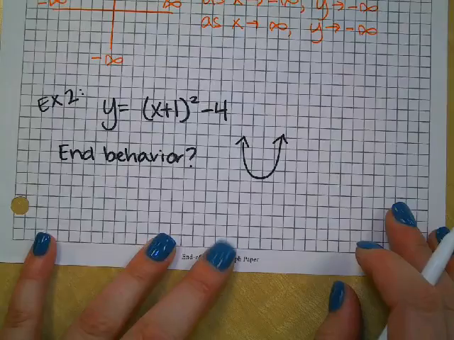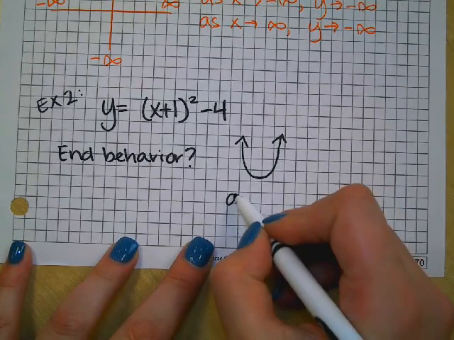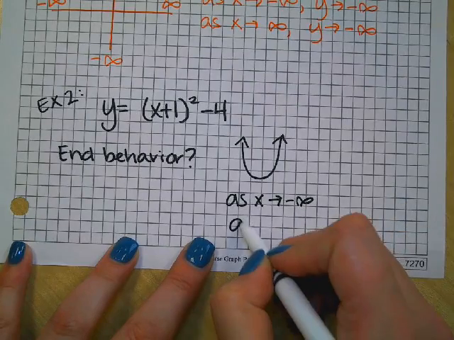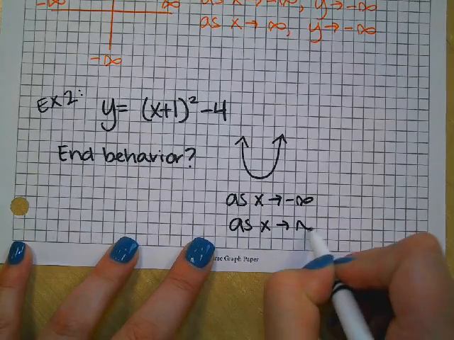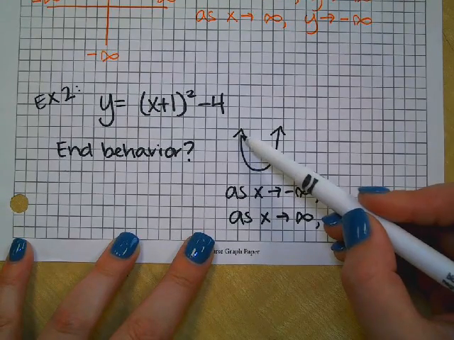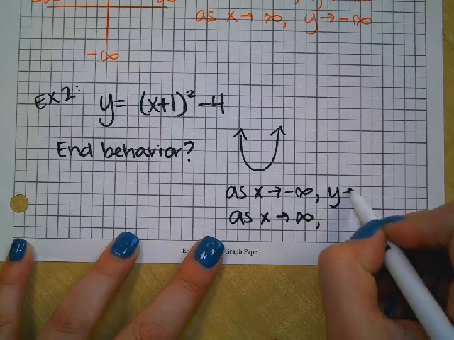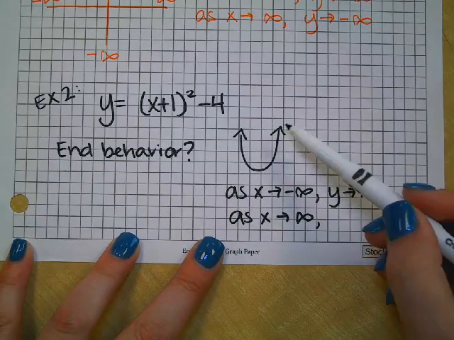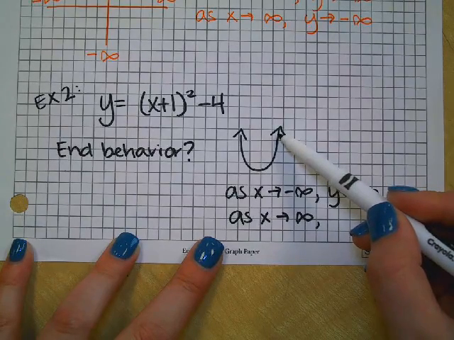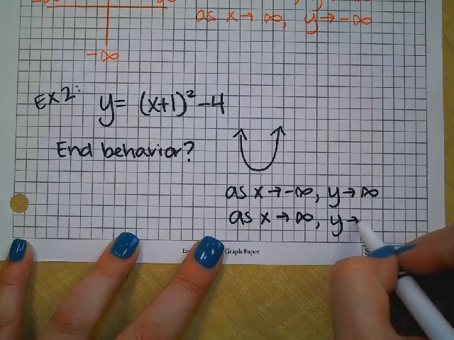So if we were writing the end behavior, we're going to say as x goes to the left, as x goes to the right, those are the two places I look. As x goes to the left, what is the y arrow doing? It's going up, so we're going to say y goes up. As x goes to the right, what is the arrow doing? Going up, so y is going up.